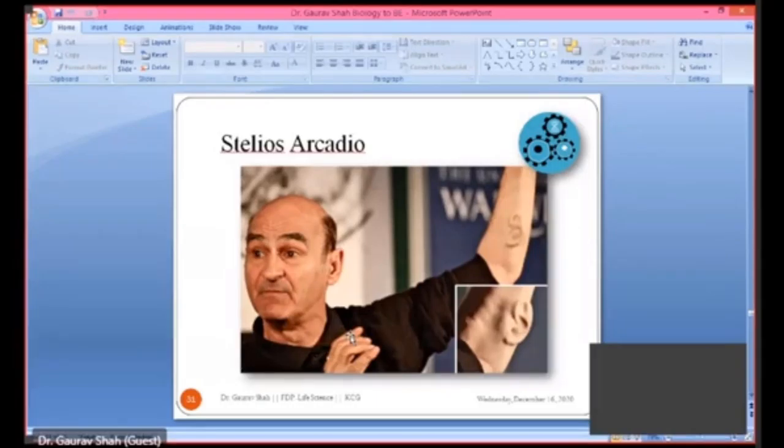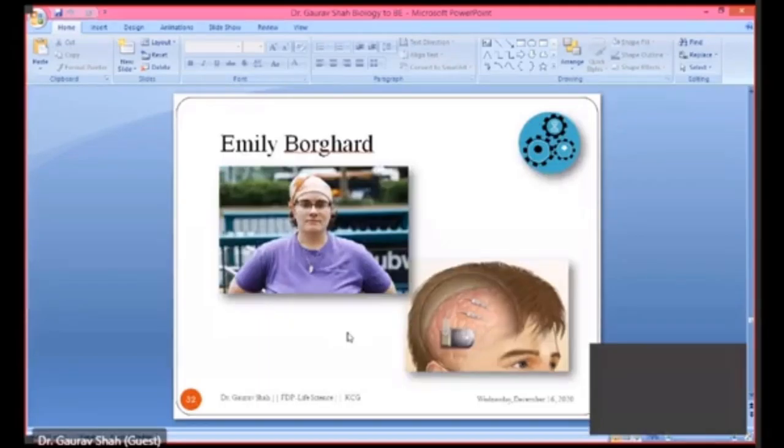Again, a performance artist, that is Stelarc, right? He literally implanted an artificially created ear in his left arm, right? And it was really working very well. The most important thing, a computer chip was implanted in this Emily, and to prevent chronic seizures, that chip was inserted inside the brain.